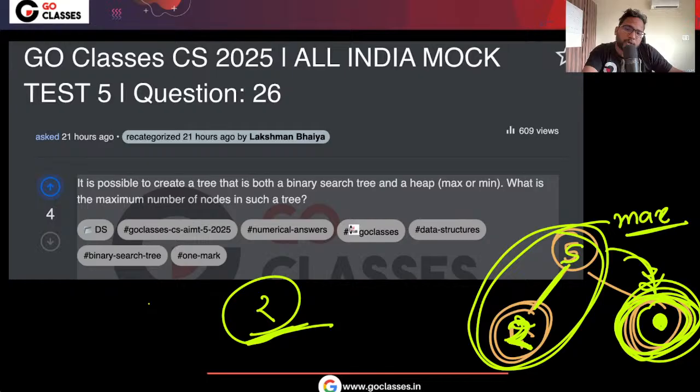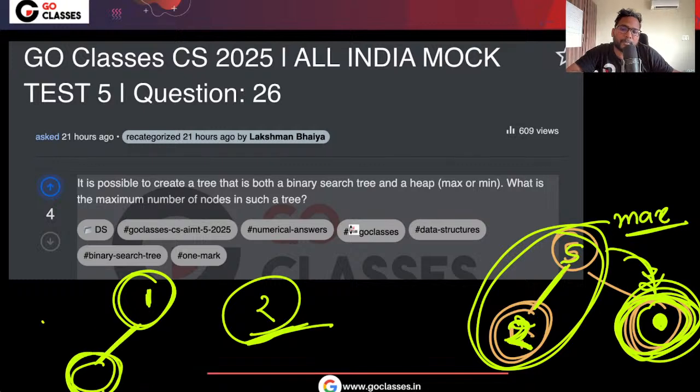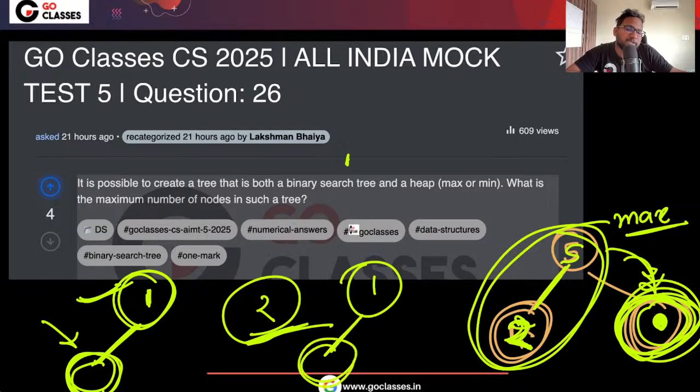What about if you take min heap? Minimum will be here, and then all the numbers will be greater. So in case of min heap, you cannot have greater elements for the binary search tree on the left-hand side. There could be only one node; you can just have the minimum number. The moment you try to have more nodes, for the min heap you need to put greater than 1, but that is not possible in a binary search tree. So it will be only one node. But currently, 2 is the correct answer.